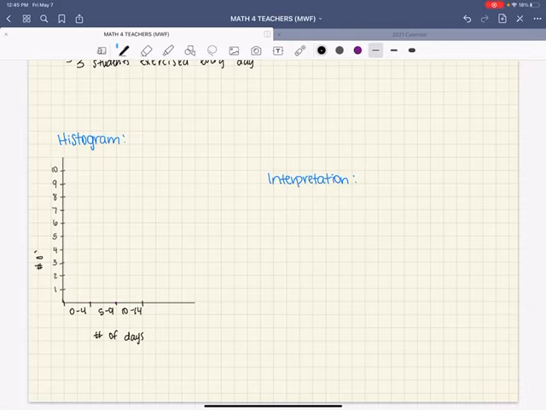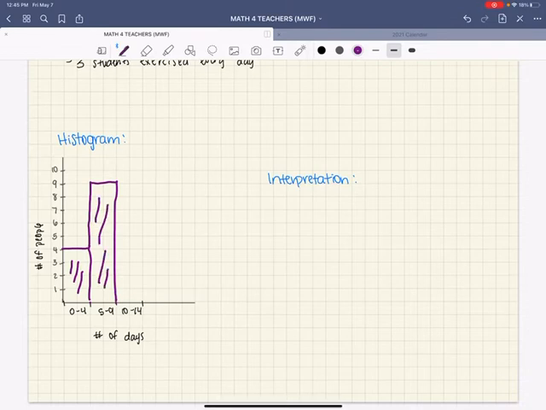This histogram shows us the data in 3 groups, which means that there's 4 students that exercise 0 to 4 days, 9 students that exercise 5 to 9 days, and then 7 students that exercise 10 to 14 days.